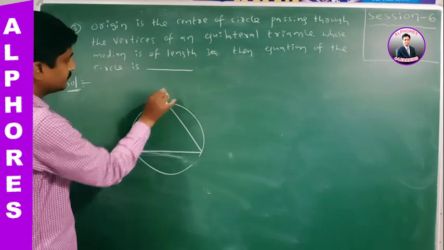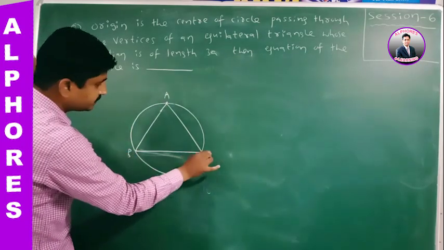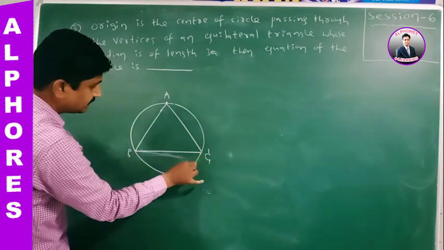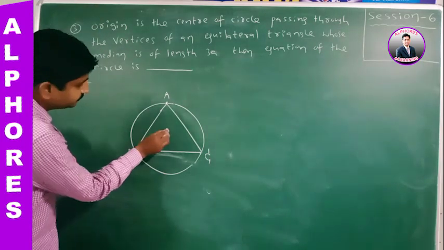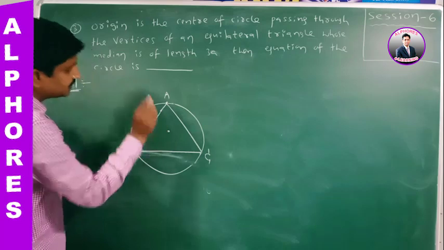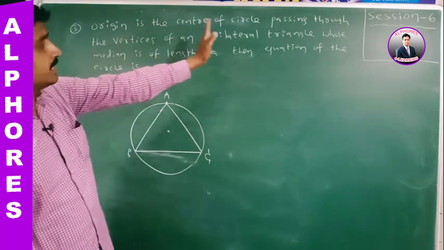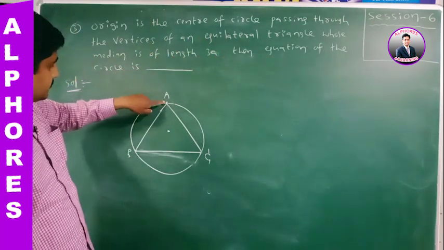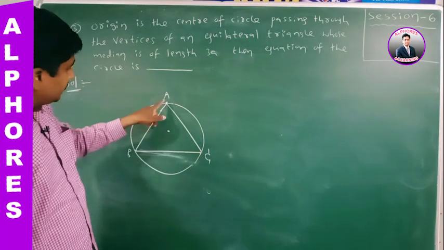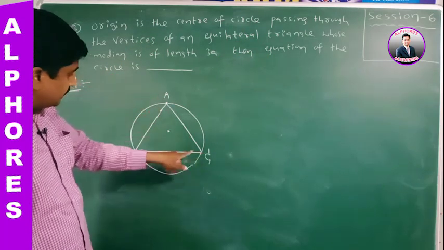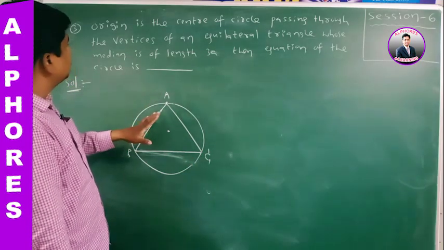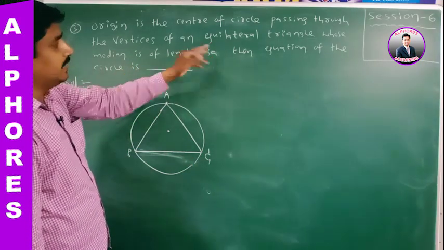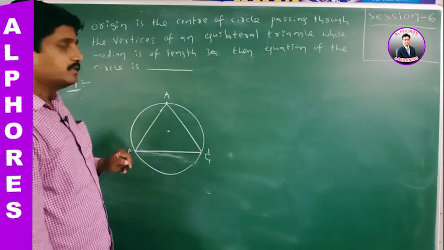Okay, this is the triangle ABC. Here triangle ABC is an equilateral triangle. The origin is the center of a circle passing through the vertices of the equilateral triangle. For this triangle, the length of the median is given as 3a.